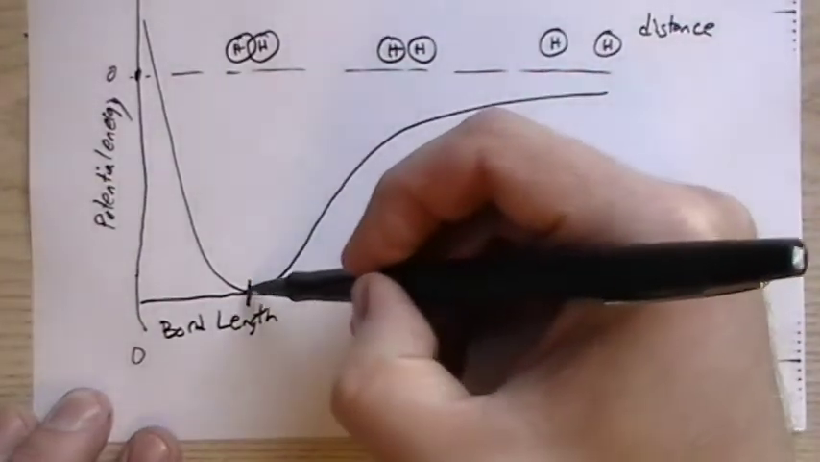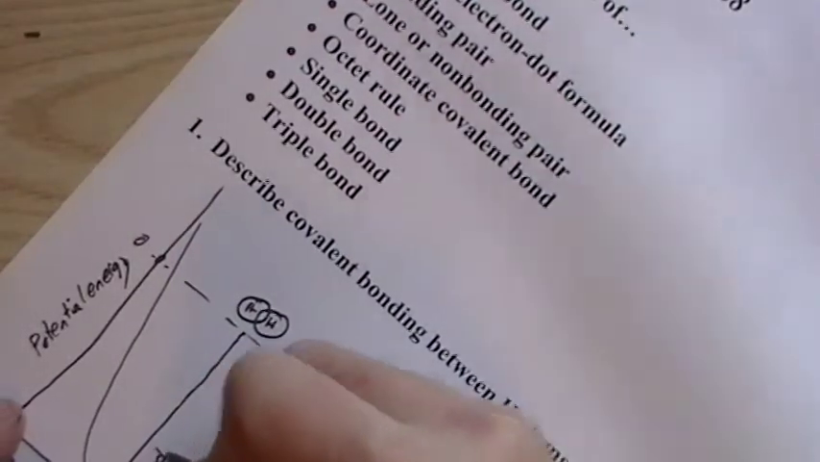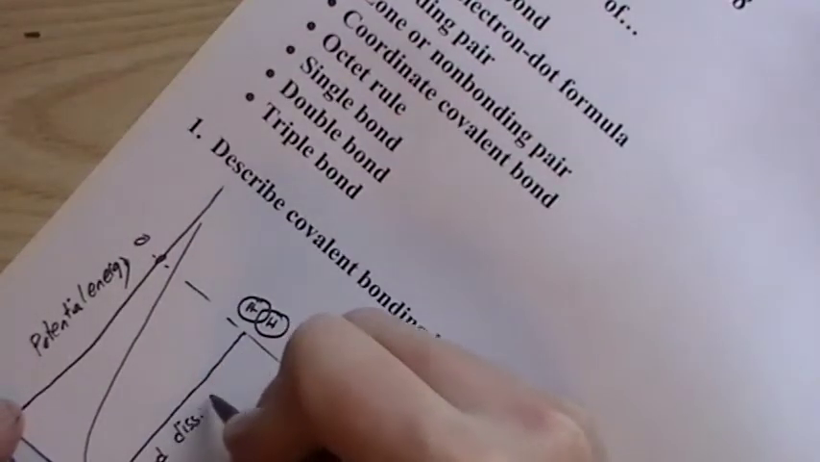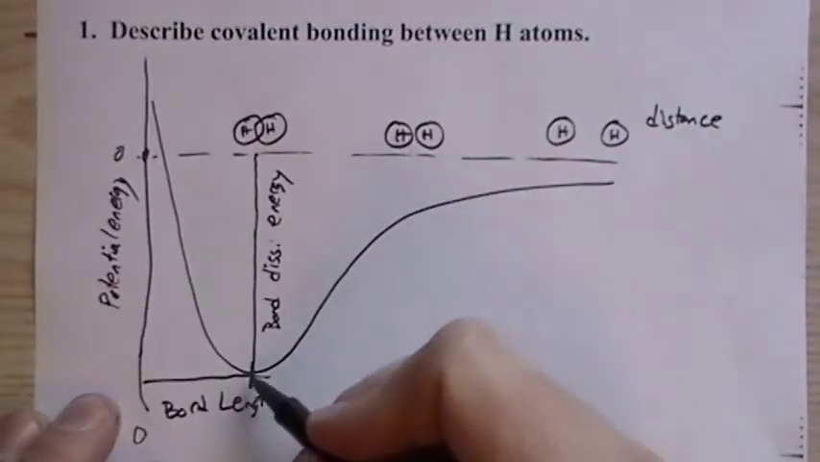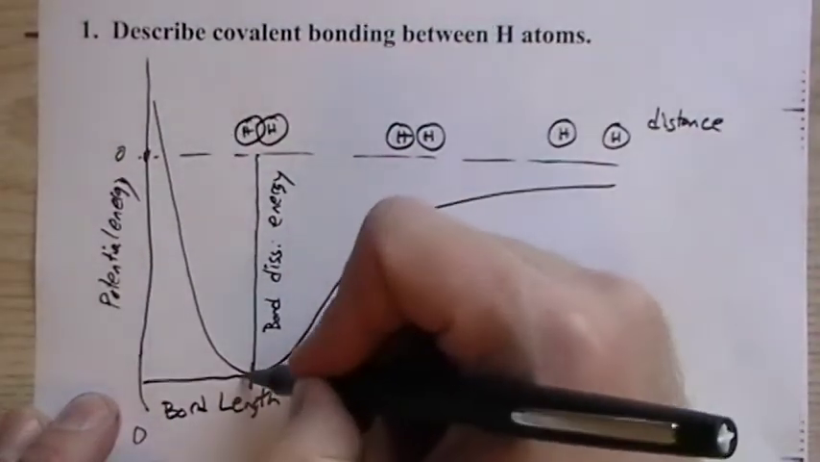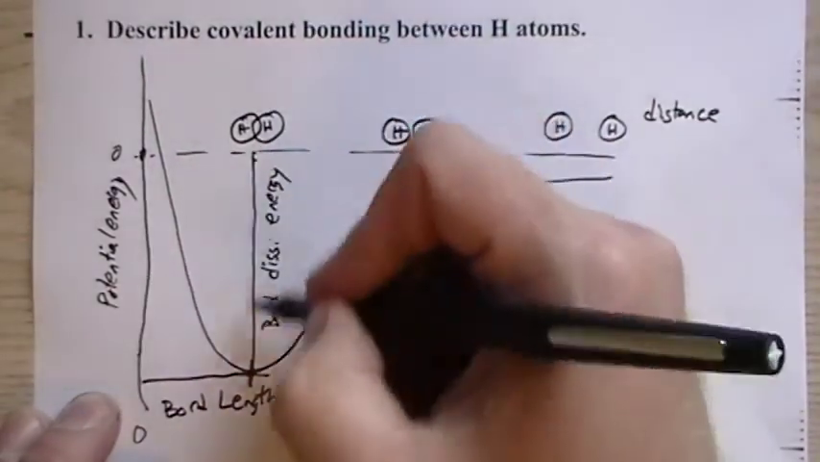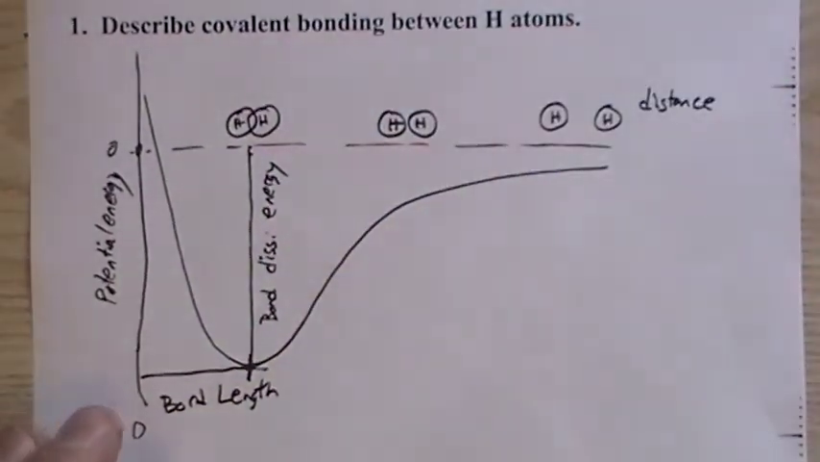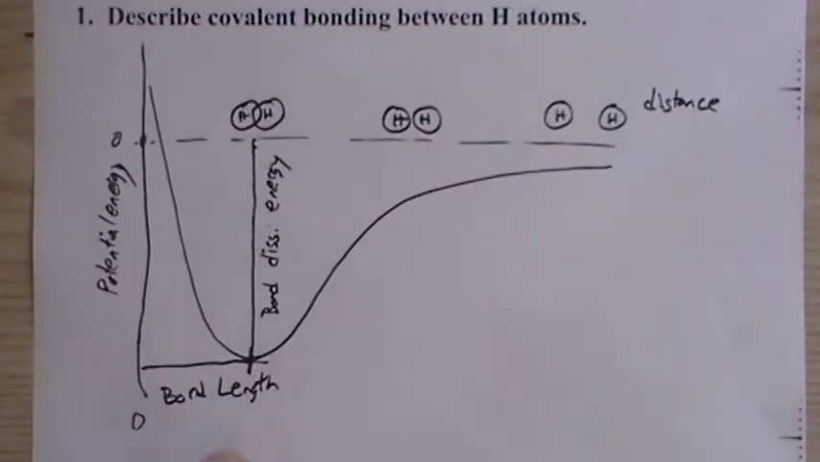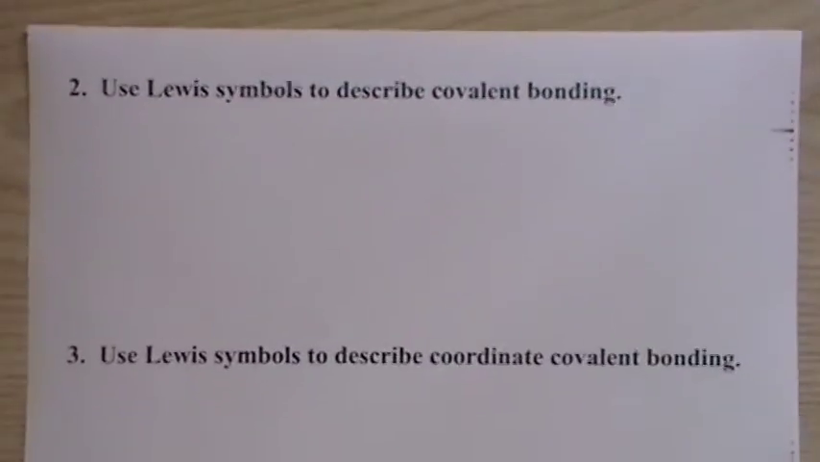And then also from here up, let me just write it on the side here, this is the bond dissociation energy that we'll see at the end of the chapter. So if you want to break this bond, you'd have to put in the energy from here up. You'd figure out how much energy that is, add that in, and the bond will break. So that's how the covalent bonds are, the overlapping of orbitals, and they're very strong.